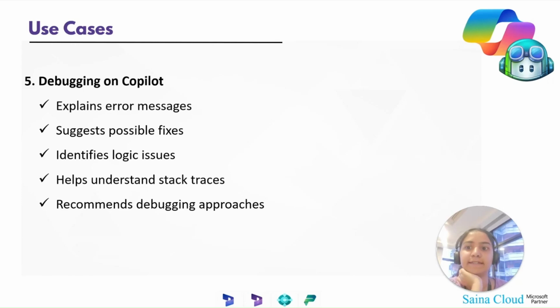Fifth use case is debugging with Copilot. Explain the error message. Copilot can interpret the technical error message and provide a simplified explanation for the error. Suggest the possible fixes. It will not only explain the error message, it will also help with fixing the error.